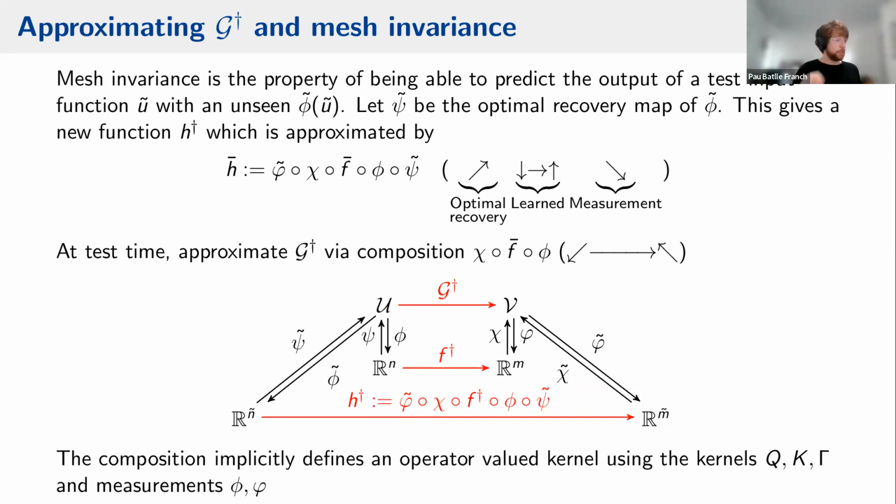And most importantly, this composition defines an operator valued kernel. An operator valued kernel is the generalization of a standard scalar valued kernel to the case of learning functionals between function spaces. So essentially what we're proposing is, instead of defining an operator valued kernel directly, we define an operator valued kernel implicitly using the kernels of U and V and the kernel that you're using to recover F dagger.